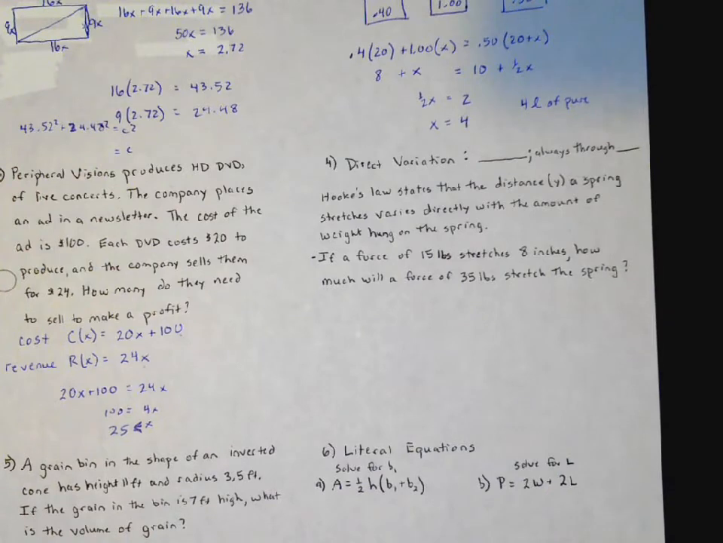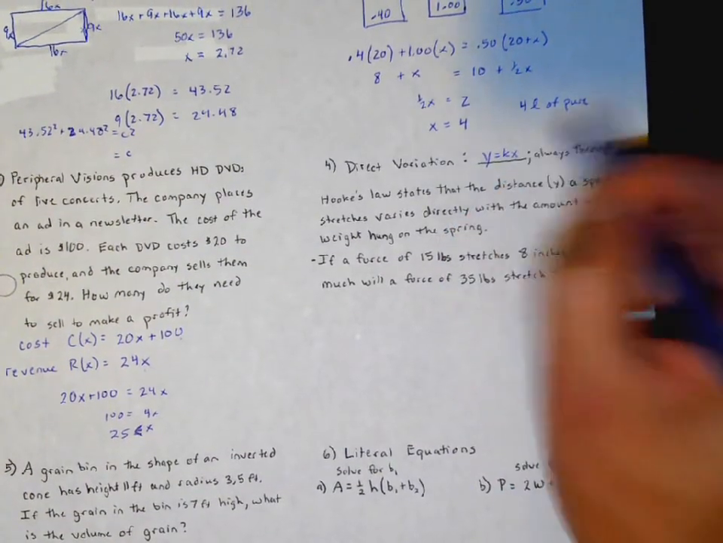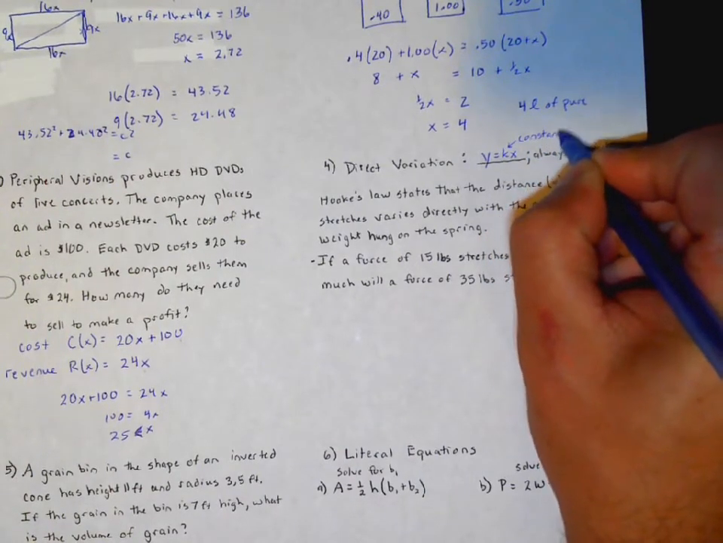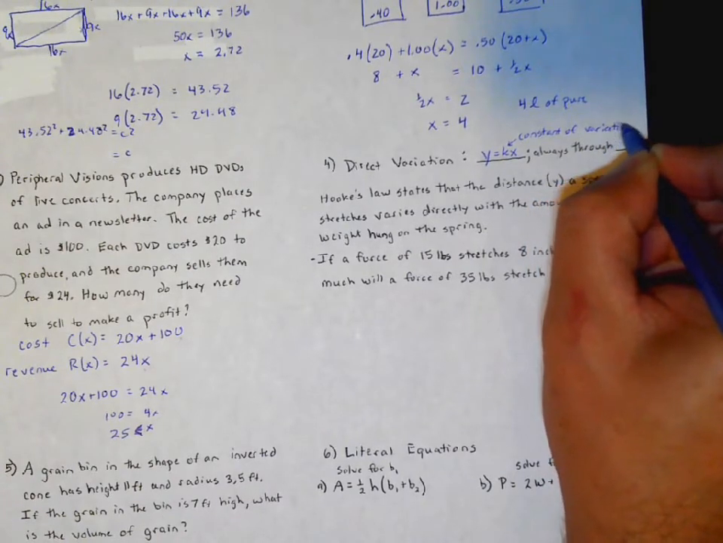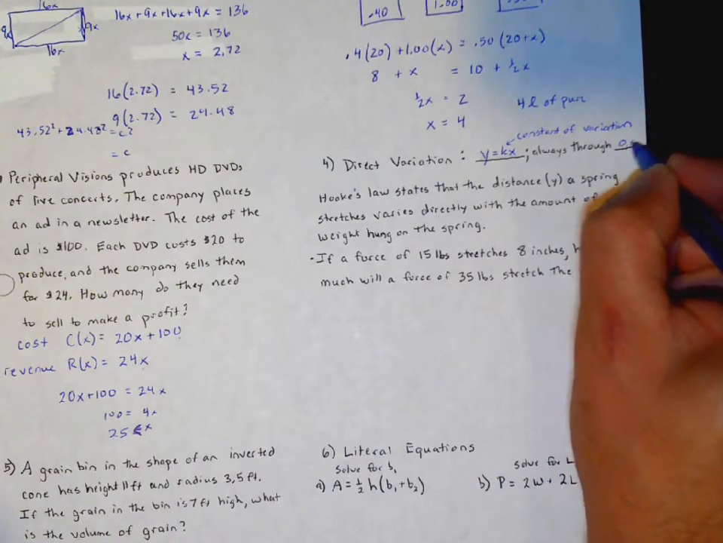Okay, we'll talk about some direct variation here. Direct variation, I don't know if you remember back in Algebra 1 and Algebra 2, but we always use the equation y is equal to k times x. K is called our constant of variation. And I don't know if you remember this, but it always goes through the origin 0, 0.